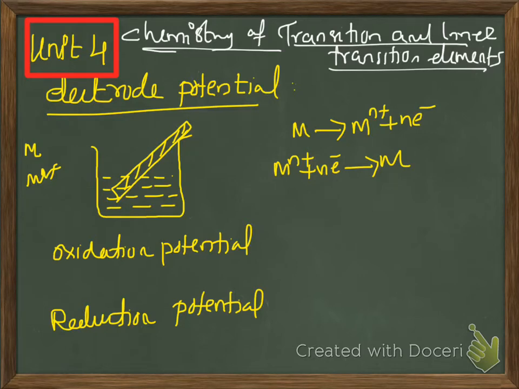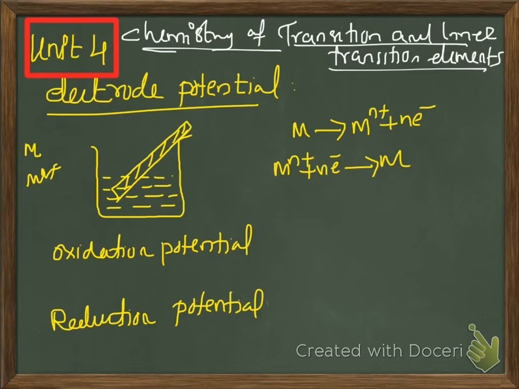We are starting with unit 4 of elementary inorganic chemistry. The name of this chapter is chemistry of transition and inner transition elements. Before coming to the contents of the chapter, we have to refresh some topics which you have already studied in your lower classes, I mean your higher secondary and UG classes.